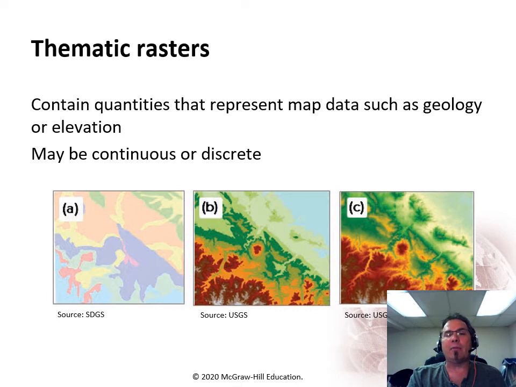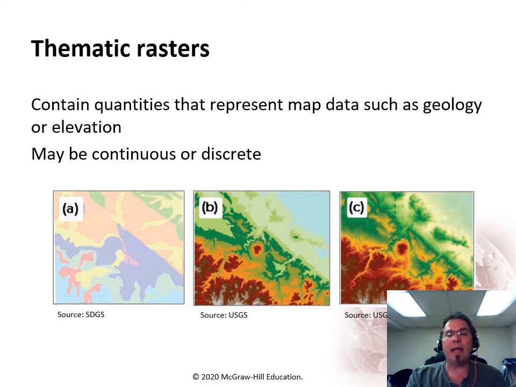Rasters contain quantities that represent map data such as geology or elevation, and may be continuous or discrete. So if you look at example A, that's a geologic raster. You can see the various different colors. However, the colors are, for lack of a better term, blobby because geology doesn't always change with every single cell. There are large areas because of formations. So A is a discrete raster.